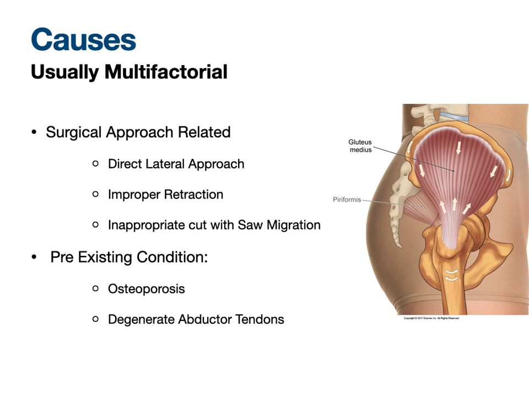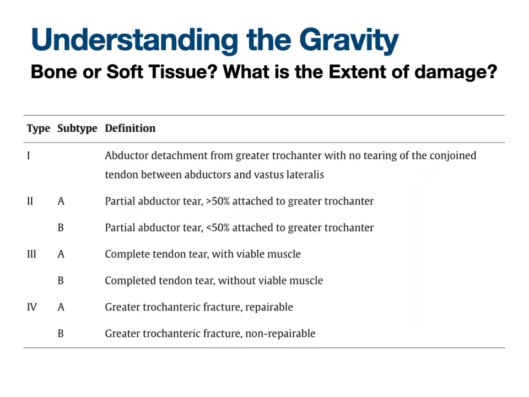When this happens, it is important to understand the gravity of the situation. Primarily, two things. One, whether it is a bony abductor disruption or a soft tissue disruption, and what is the extent of damage. There are different ways to look at it. I found this classification system simple and intuitive.